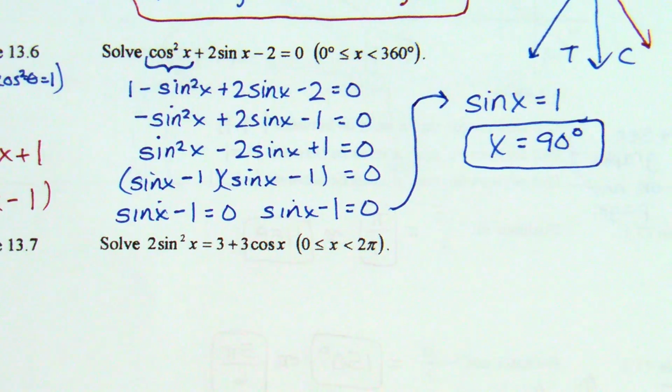Okay, one last one. 2 sine squared x plus 3 equals 3 plus 3 cosine x.